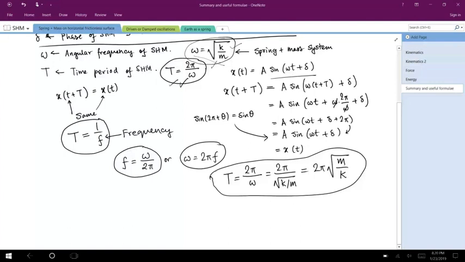So this is a summary of essentially most of the important relationships that we will need to know for simple harmonic motion.